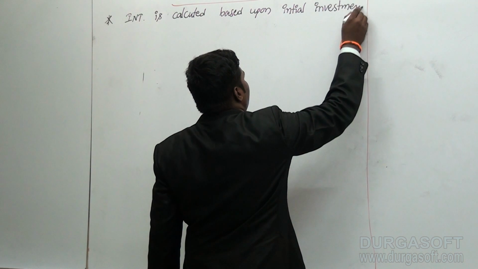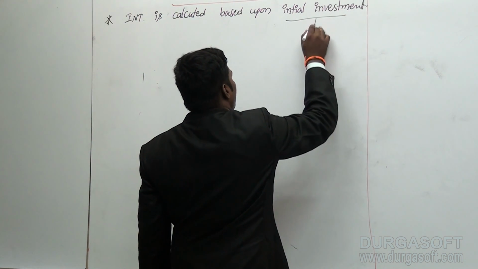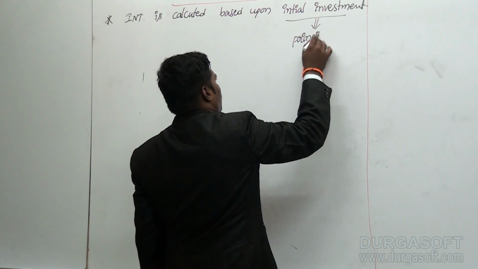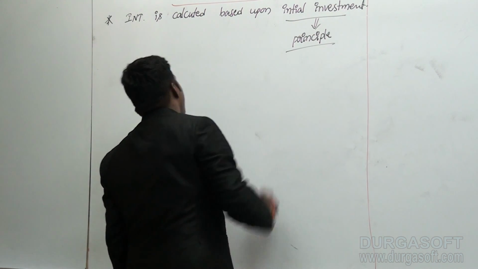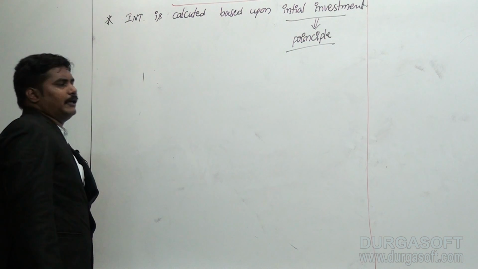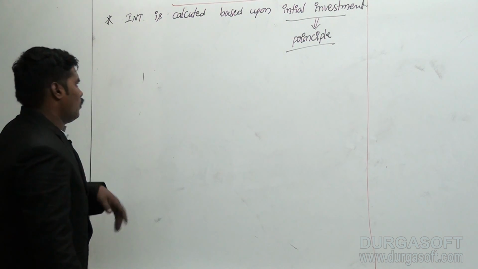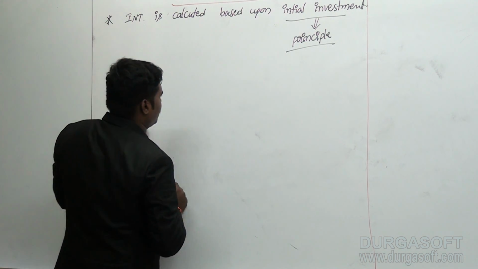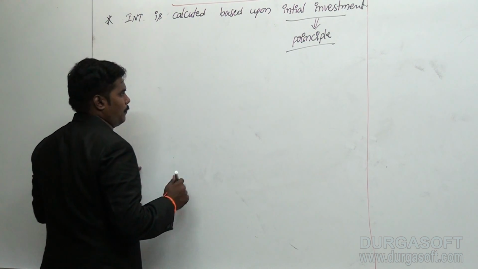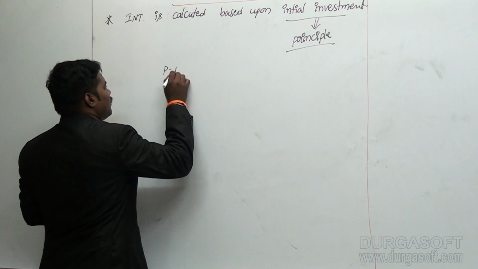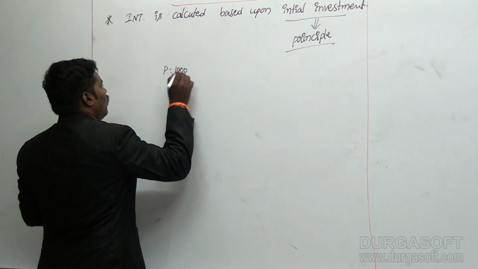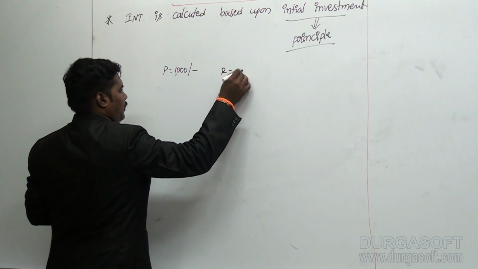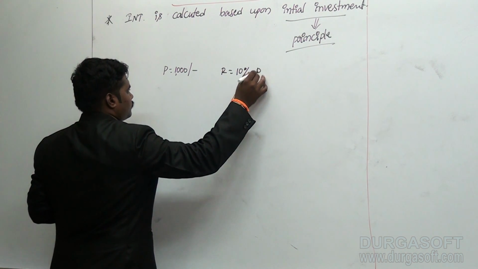That initial investment is nothing but principal. Every time, interest is calculated based upon the principal amount. That means, suppose I calculate the interest after 1 year at the rate of 10% per annum on 1000 rupees. Suppose principal is 1000 rupees, and rate of interest R is equal to 10% per annum.